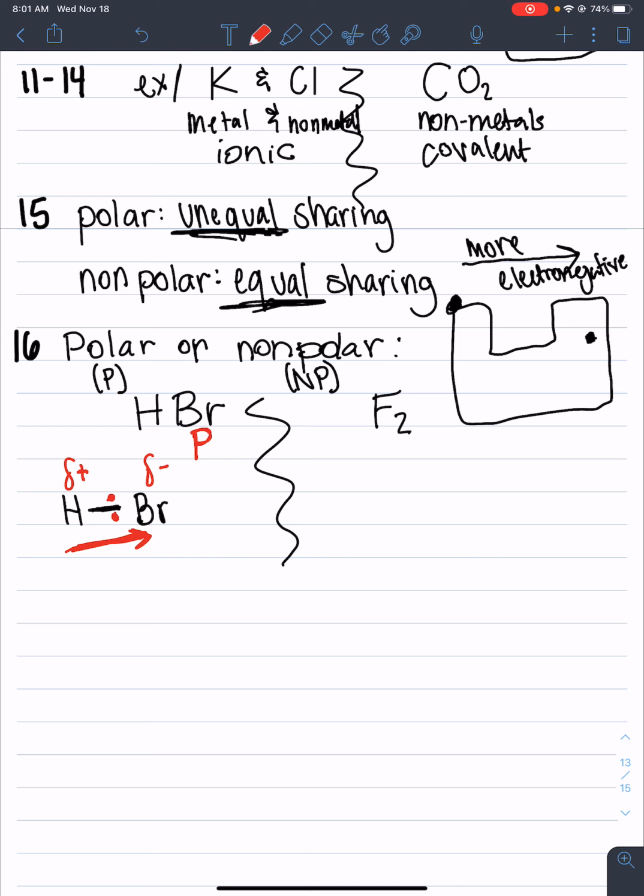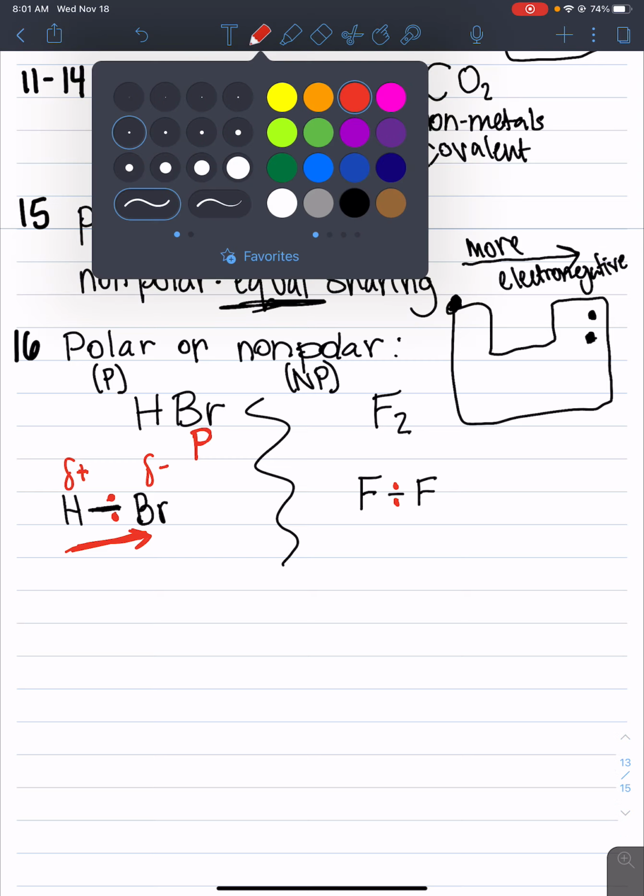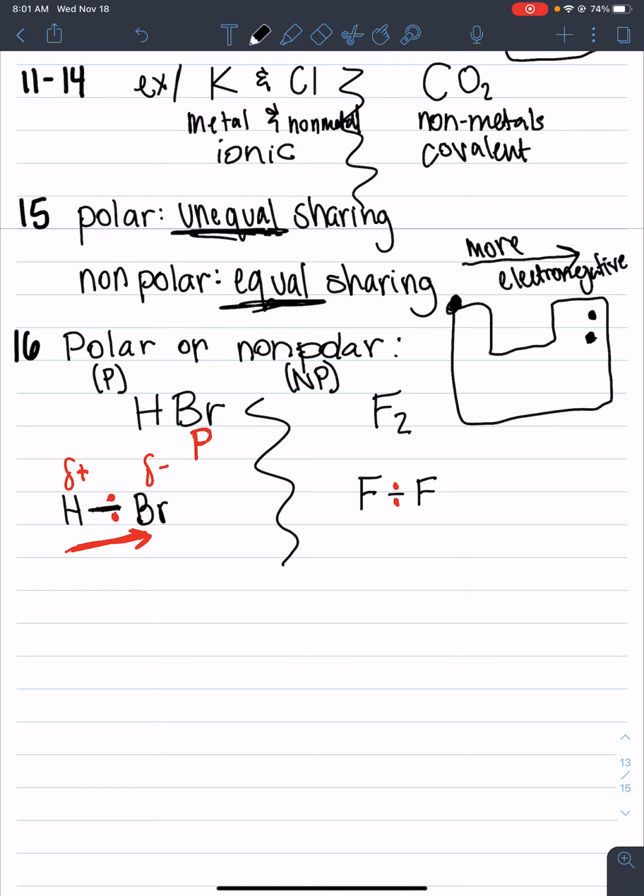So then let's look at F2. If we look at F2, F is about here on the periodic table. The other F is also here on the periodic table. So when they're bonded together, they both want the electrons about the same. So they're both going to be sharing it, and the electrons aren't going to be closer to one or to the other. They're going to just be right down the middle of the bond. They're going to just be sharing those 2 electrons. So there's not going to be any partial negative, partial positive, stuff like that. So since they're going to be sharing it equally, equal sharing, remember, is nonpolar. So this is going to be a nonpolar one. So NP.